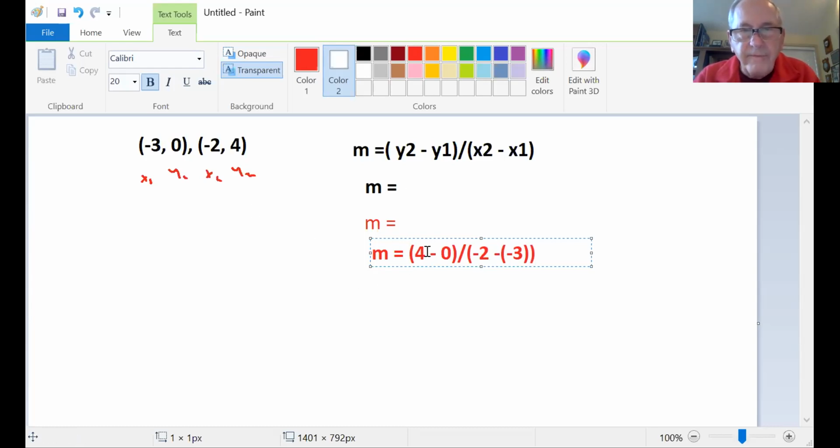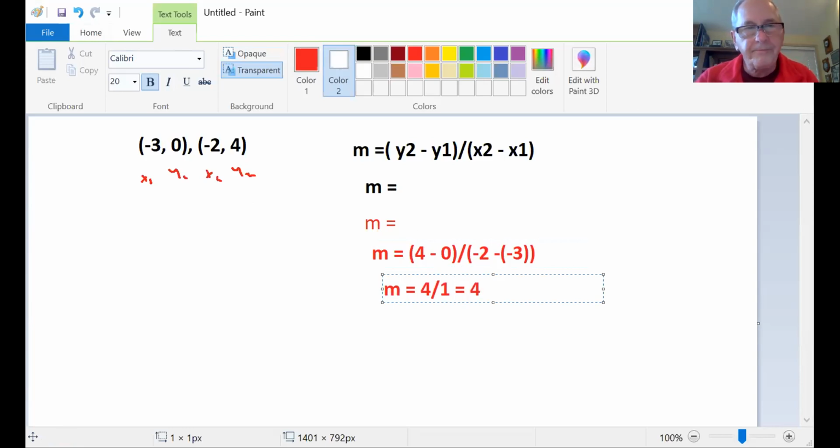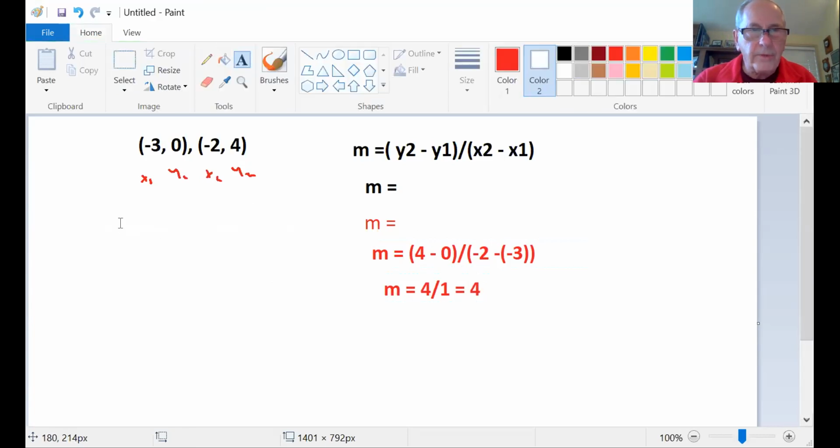So on the top, we've got 4 minus 0, which is 4. On the bottom, we've got minus 2 minus minus 3, and a minus times a minus is a plus. So it's minus 2 plus 3, which is 1, right? So you end up getting m is equal to 4 over 1, which is equal to 4. Okay, so now we're halfway. Now we've got our slope, and we've got 2 points. We just need to use 1 point to solve for it.